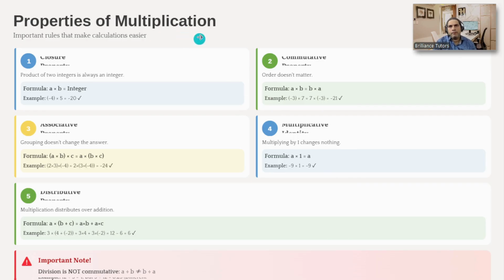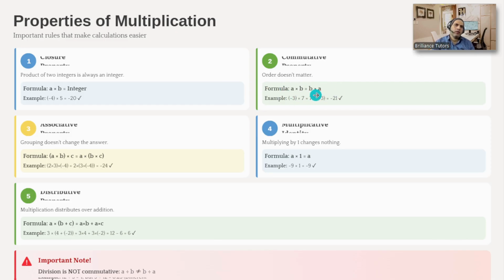Properties of multiplication. The product of two integers is always an integer. Then the commutative property: when the order is changed, the result does not change.